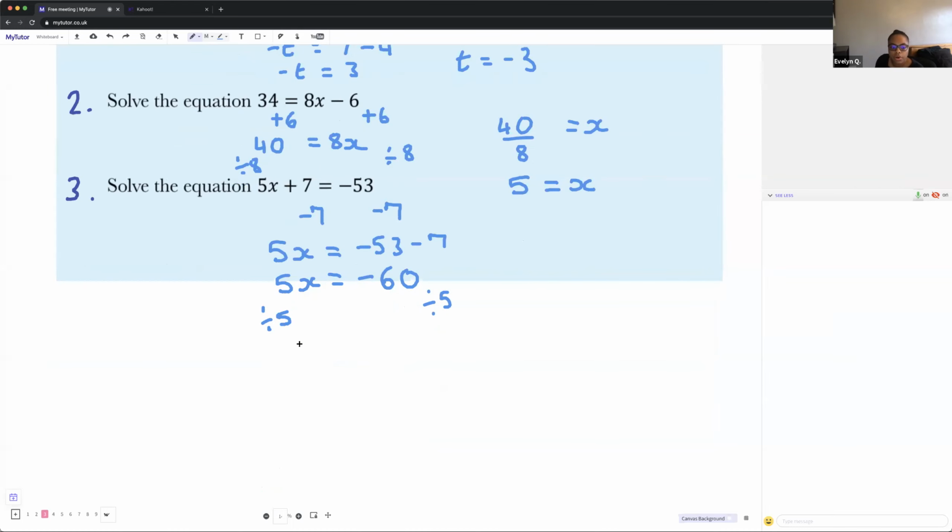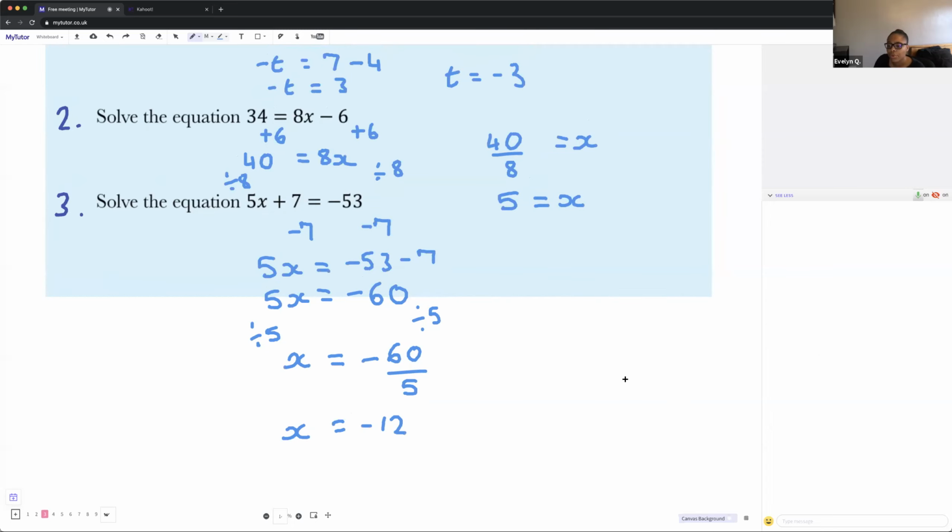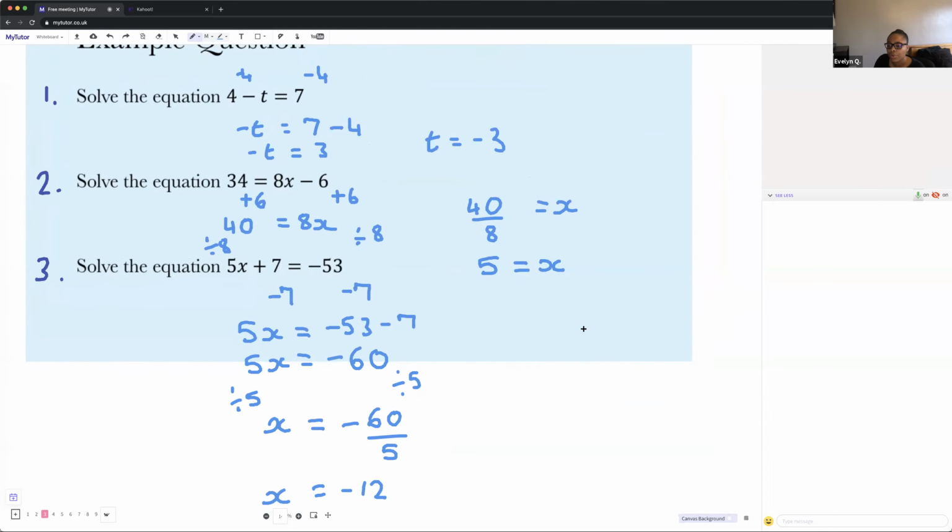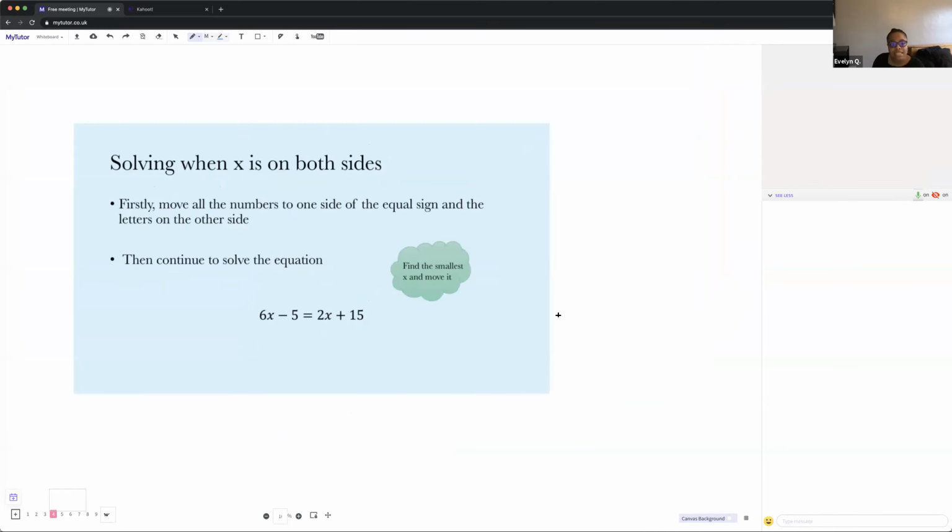So then you've got x equals minus 60 over 5. Now a negative number divided by a positive number is going to be a negative number, and 60 divided by 5 is 12. So we're left with minus 12. So x equals minus 12. Well done to everyone who got those answers. If you didn't, I hope that the explanation still made sense and you do understand it now. So let's move on.